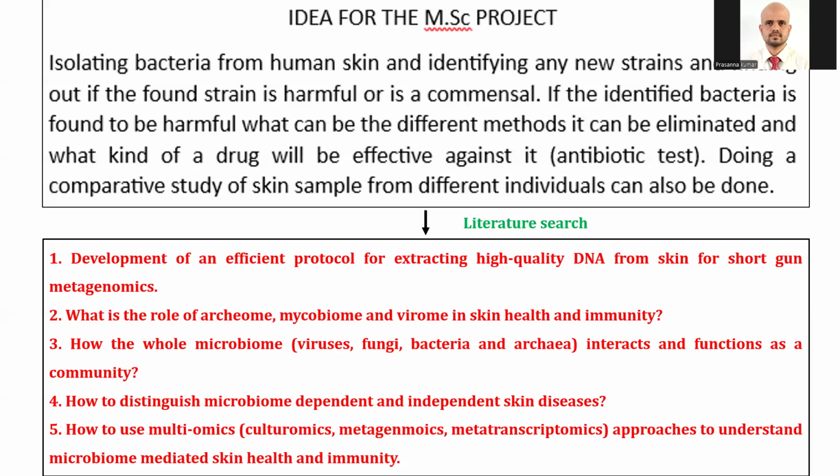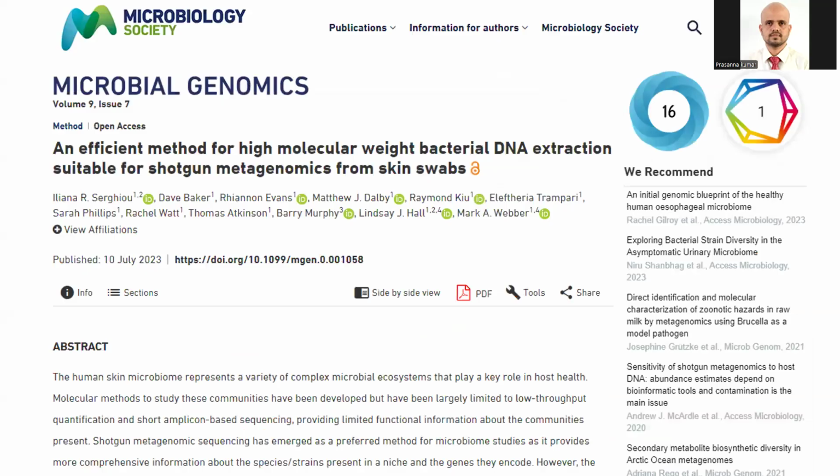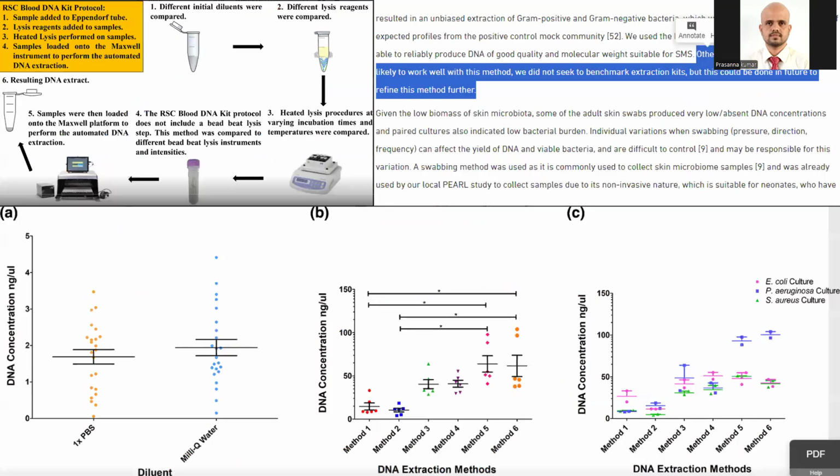Before working on the questions, I want to check whether these questions are still live. This is from an October 2023 article. The first question: an efficient protocol is lacking. Is it so? I want to look into Google Scholar and Google. This is the first paper I got: an efficient method for high molecular weight bacterial DNA extraction suitable for shotgun metagenomics from skin swabs. So this author has already started working and published an article, also close to the October period. So, should I drop the question? Not necessarily. I went in and read through the article, and here the author also gave some hints on how to develop the methodology.